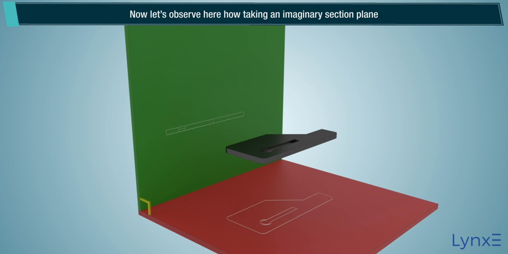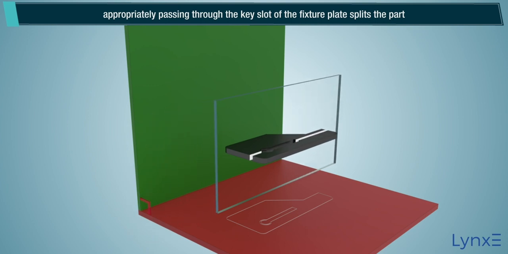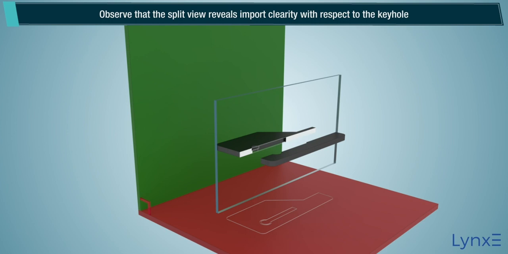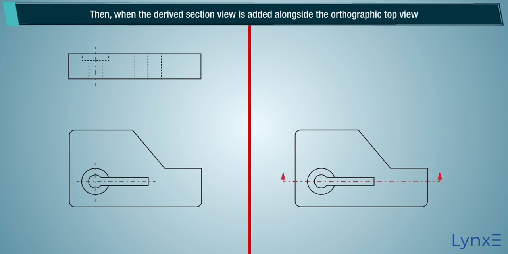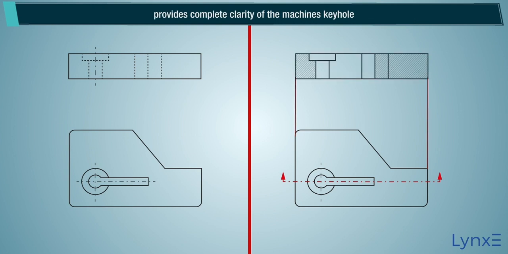Now let's observe how taking an imaginary section plane, appropriately passing through the key slot of the fixture plate, splits the part. Observe that the split view reveals important clarity with respect to the keyhole. Then, when the derived section view is added alongside the orthographic top view, it provides complete clarity of the machine's keyhole.